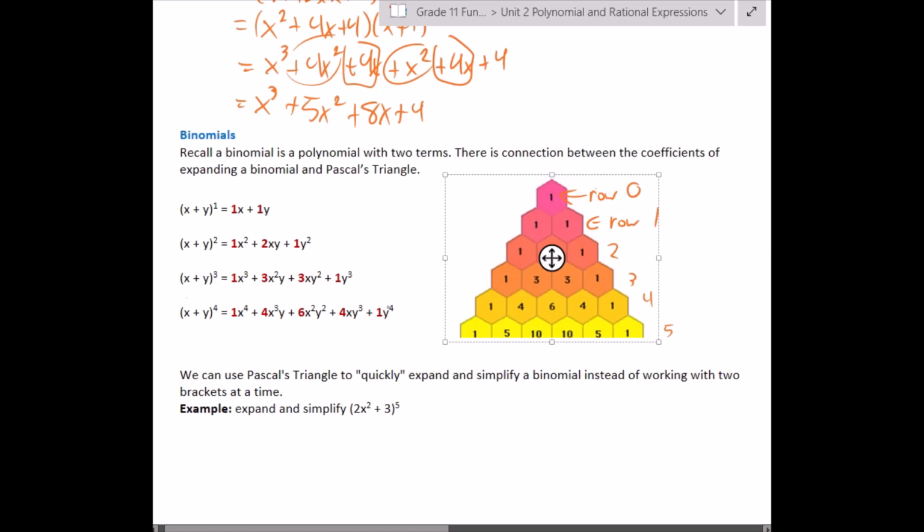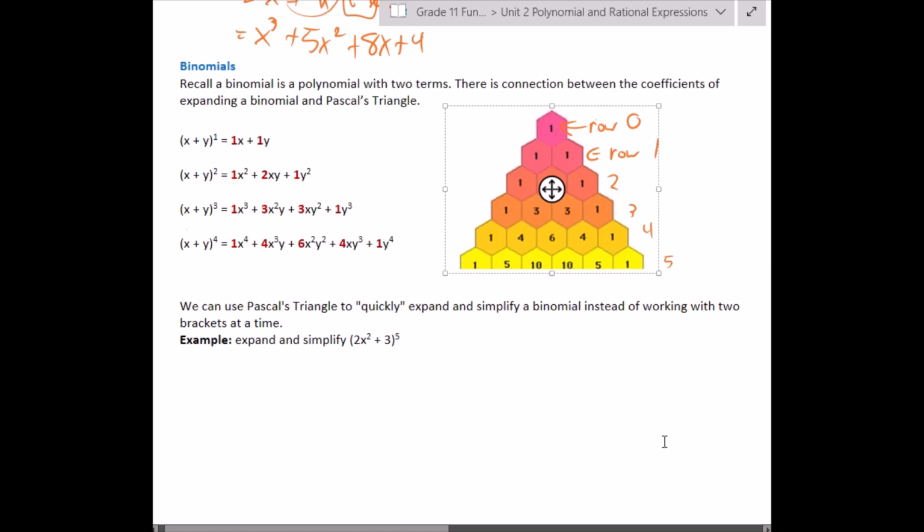So a good way to remember that is the left term starts at the highest exponent and decreases, and the right term starts at the highest exponent on the right and then decreases towards the left. So let's use Pascal's triangle here to expand (2x² + 3) all to the power of 5.